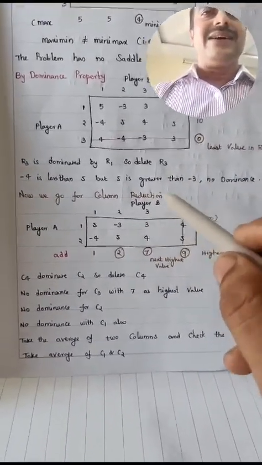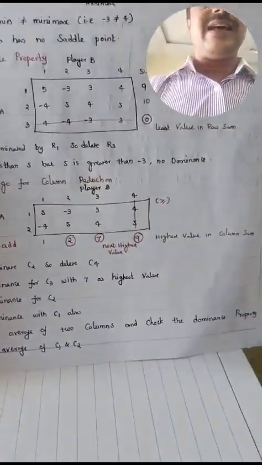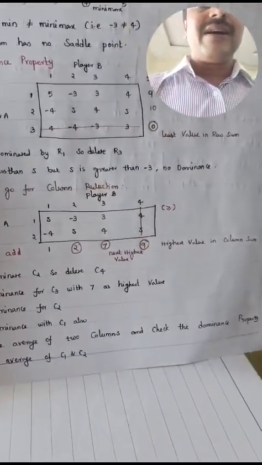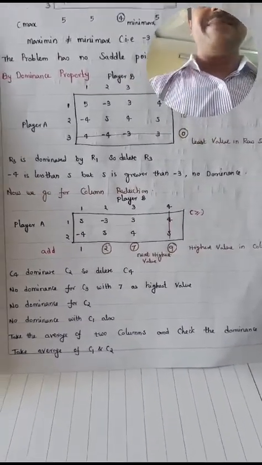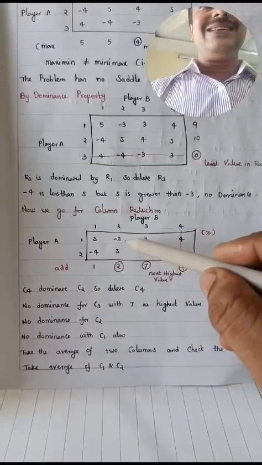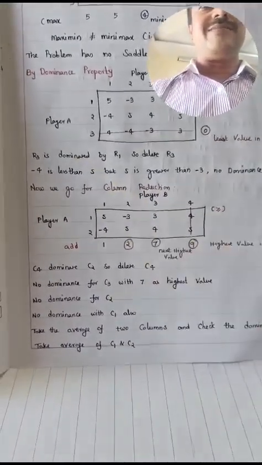Again, 3 is less than 5, but 4 is greater than -3, so there is no dominance. And coming to the third, -3 is less than 5, but 5 is not less than -4. Means here this is left.